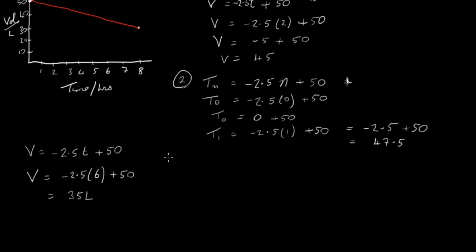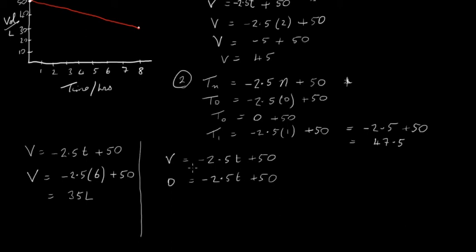Now another question you could be asked would be, how long does it take for the tank to empty completely? For the tank to empty completely, the volume would have to be 0. So if we write down our formula again, V is equal to minus 2.5 T plus 50. Now our question is, what will T be when the tank is empty? In other words, volume will be 0, and we'll have 0 equals minus 2.5 T plus 50. So our volume is 0, we've got to work out what T is.